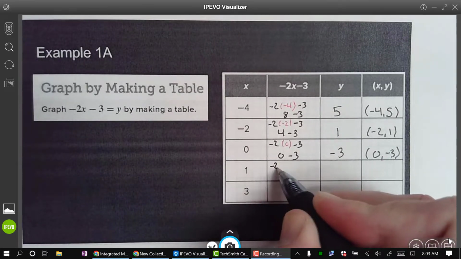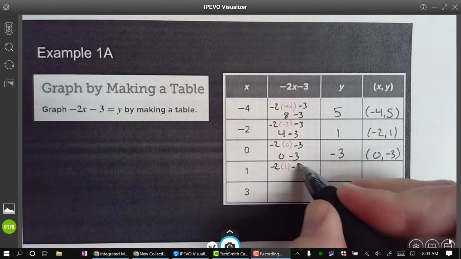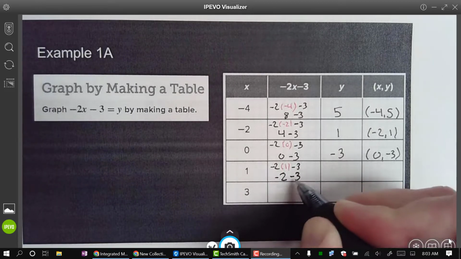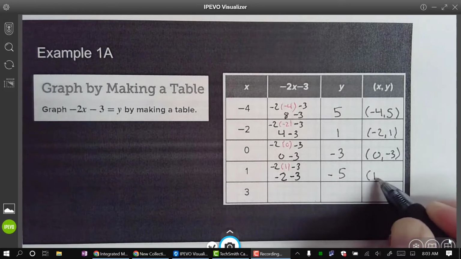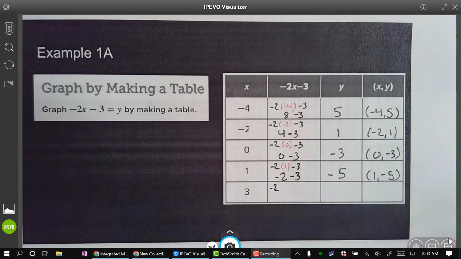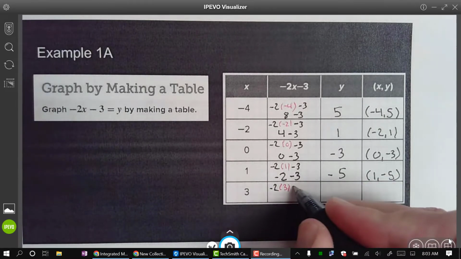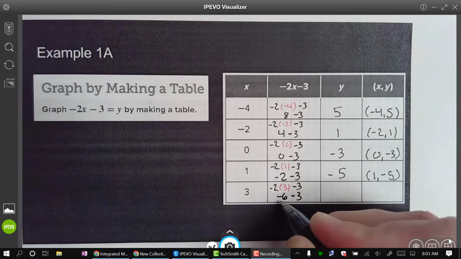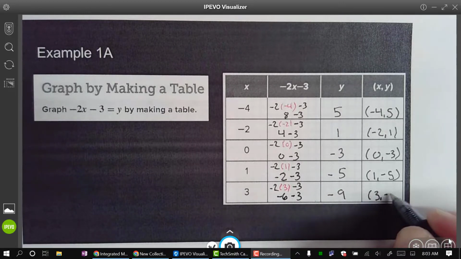1. Negative 2 times 1 minus 3. Negative 2 times 1 is negative 2 minus 3. Negative 2 minus 3 more is negative 5. So this is going to give me 1, negative 5. And our last one, 3. So negative 2 times 3 minus 3. Negative 2 times 3 is negative 6 minus 3. Negative 6 minus 3 is negative 9. So this is going to be 3, negative 9.